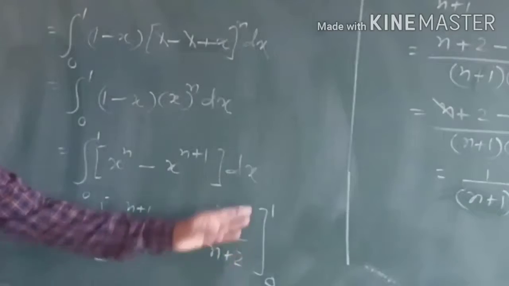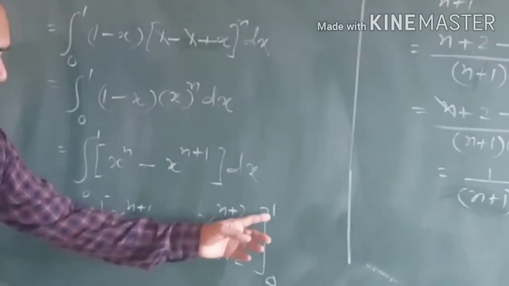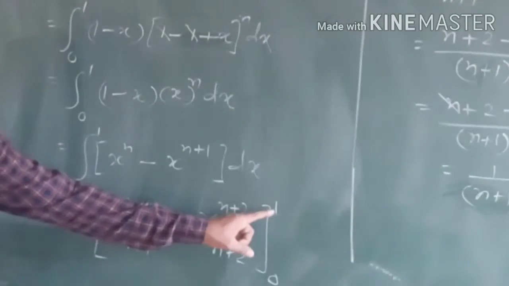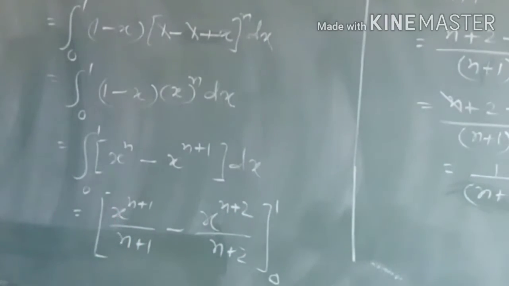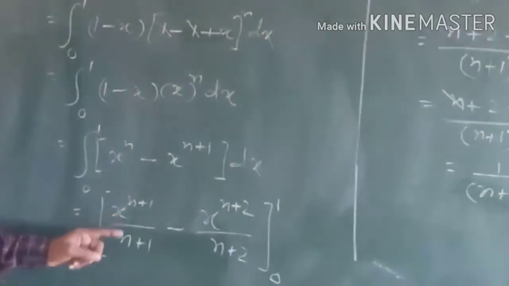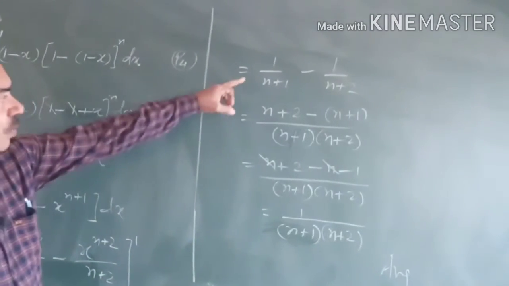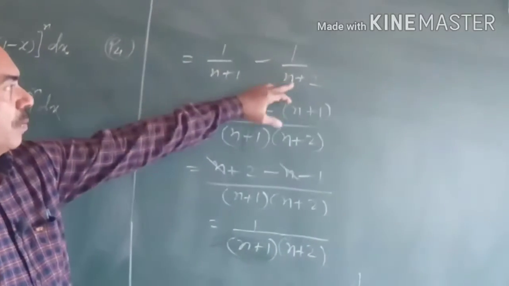Now apply the limit. So upper limit minus lower limit. Since the lower limit is 0, it will be 0, so only write the upper limit, which is 1. So it will be only 1. So 1 upon n plus 1 and here 1 upon n plus 2. Let's see this: 1 upon n plus 1 minus 1 upon n plus 2.